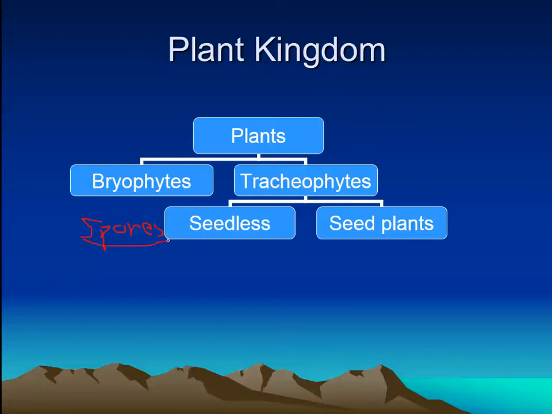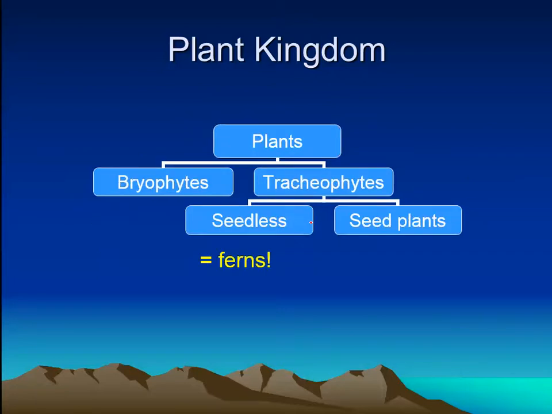Now, mushrooms have spores, but they're not plants. Can you think of any plants that have spores? All right, hopefully you are thinking ferns. Now, technically, as we'll see in a minute, all plants make spores, but for most plants, the spores are not really visible to humans. But with ferns, they are clearly visible.